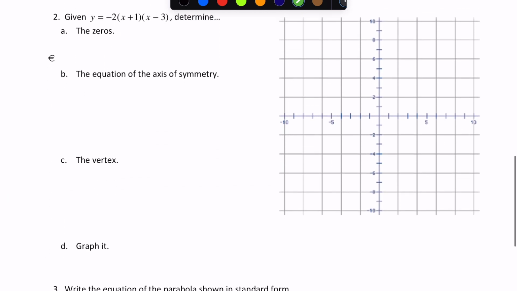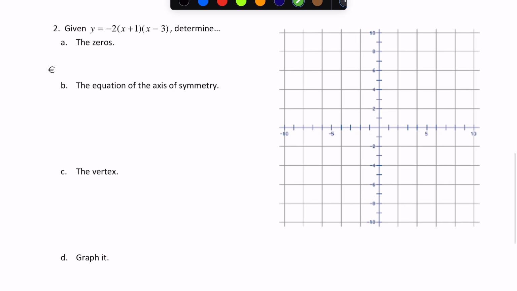So let's look at this here. It says given y is equal to negative 2, x plus 1, x minus 3, determine the zeros. So here we will have x plus 1 is equal to 0, x is equal to negative 1, and we have x minus 3 is equal to 0, and x is equal to 3. So our zeros are at negative 1 and 3.